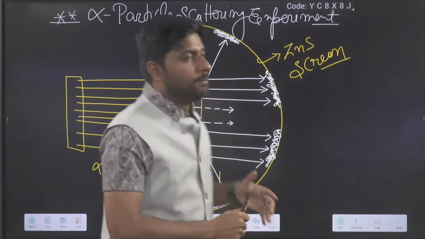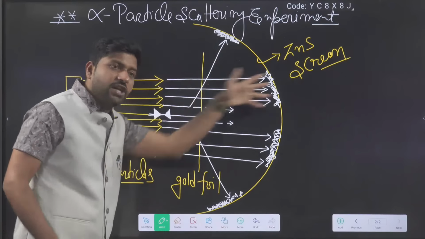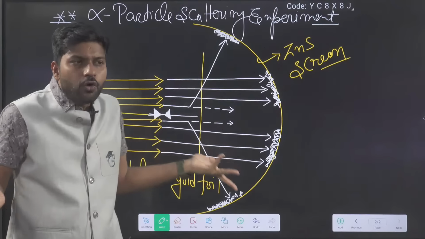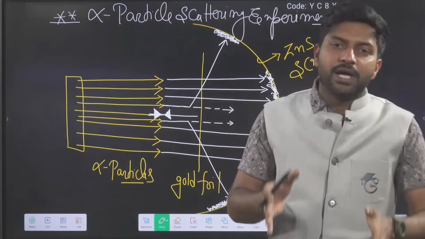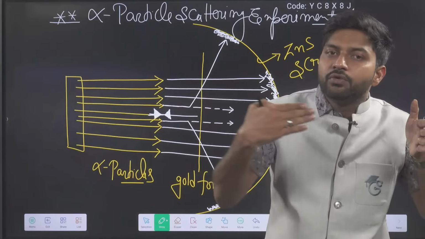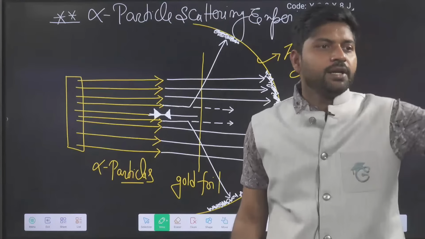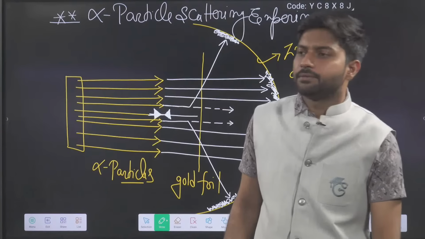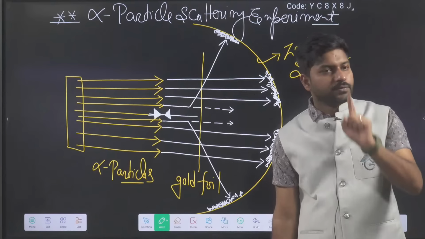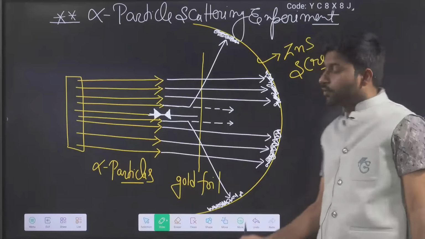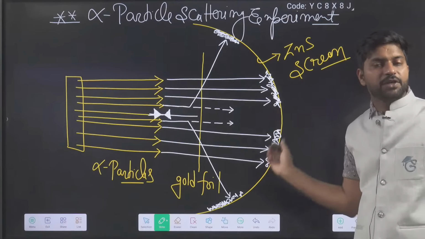Because maximum alpha particles moved straight. No one was there to deviate them or stop them, so they penetrated and went straight. This was the first observation, on the basis of which alpha particles came into the picture.